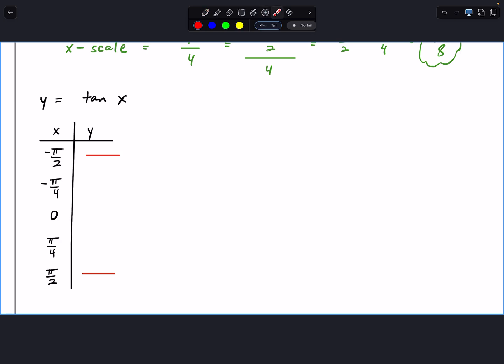And if you guys watch the video, just like what we did for sine and cosine, we want nice numbers if we can, right? The tangent of negative 45 degrees is a very nice number. What was it? Negative 1. Tangent of 0 is 0. Tangent of pi over 4 is 1. Okay?